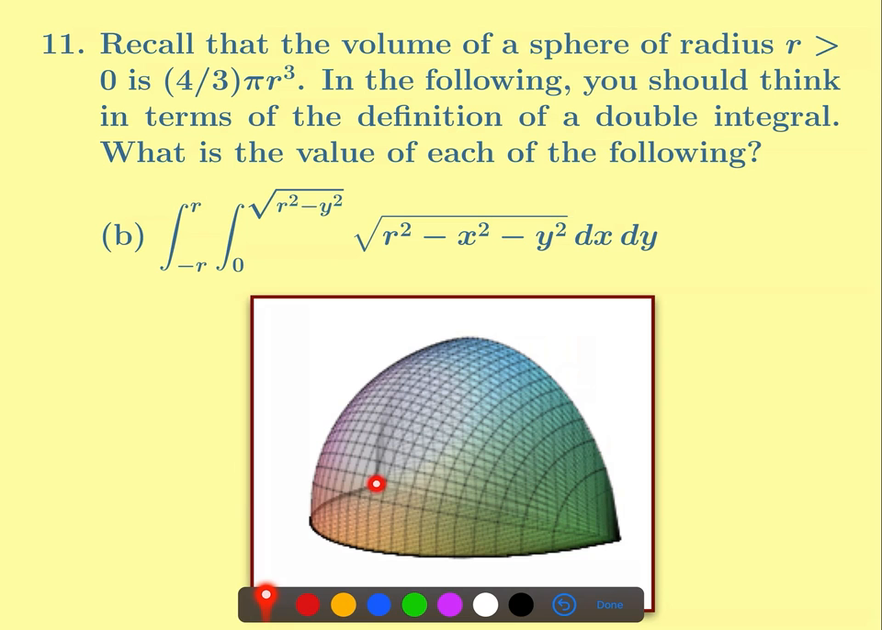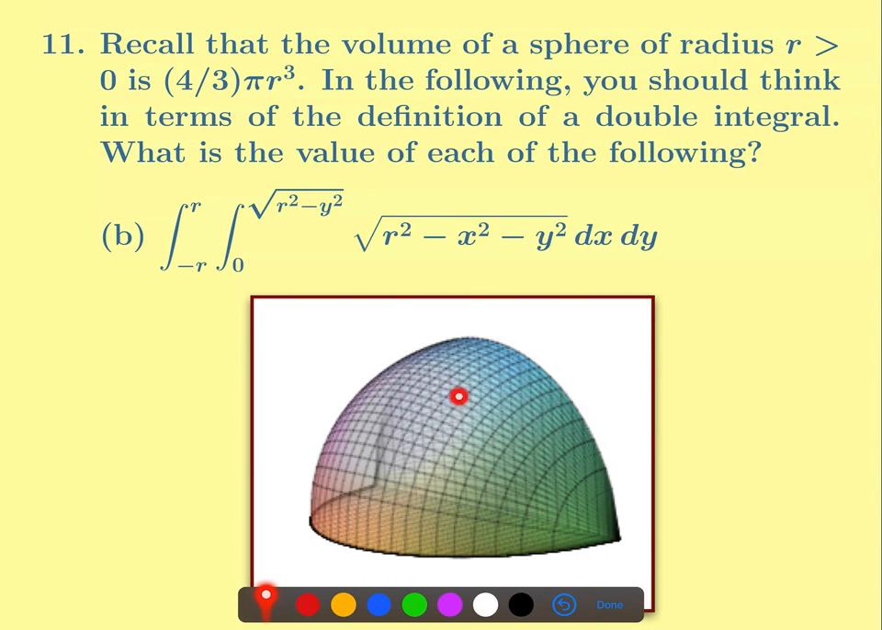So the picture looks like this. We have y going from minus r all the way to r. The origin is right here in this picture. And for each fixed y in that range, we want x to go from 0 to this circle, this circle in the xy plane. So for each fixed y between minus r and r, x again goes from 0 on the y-axis all the way to the circle.